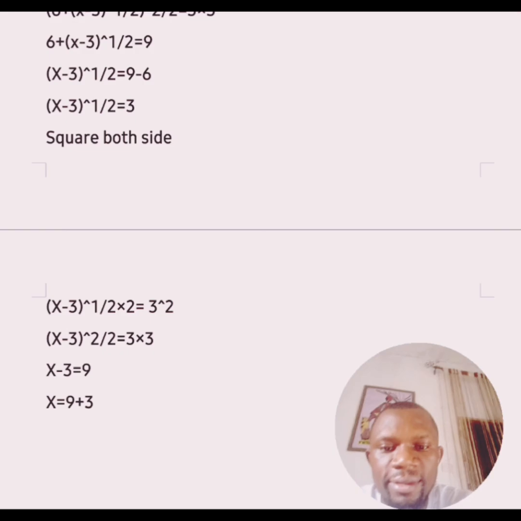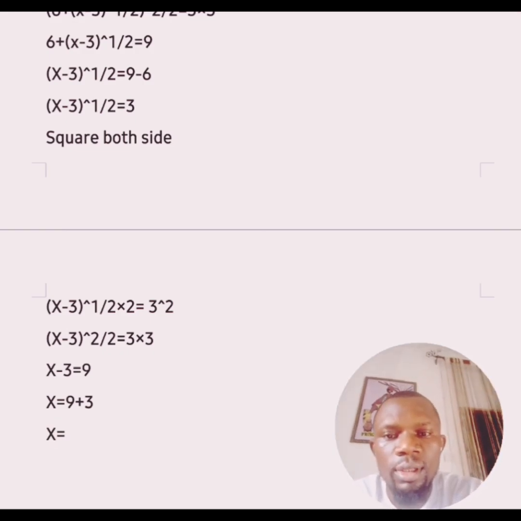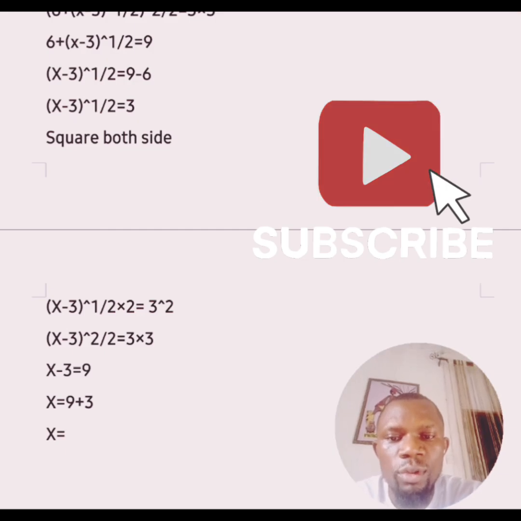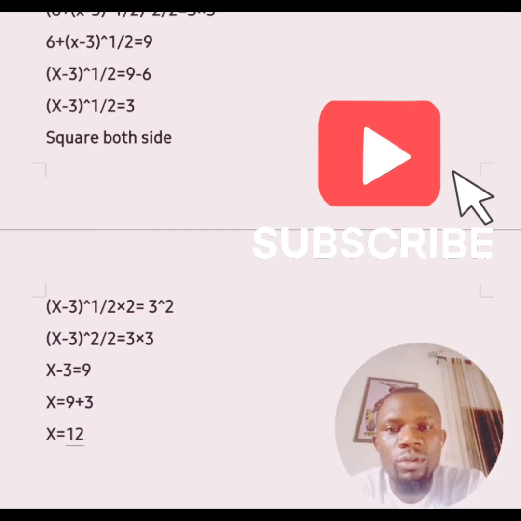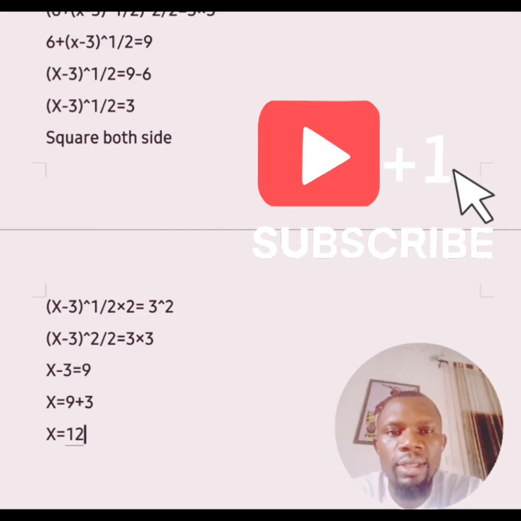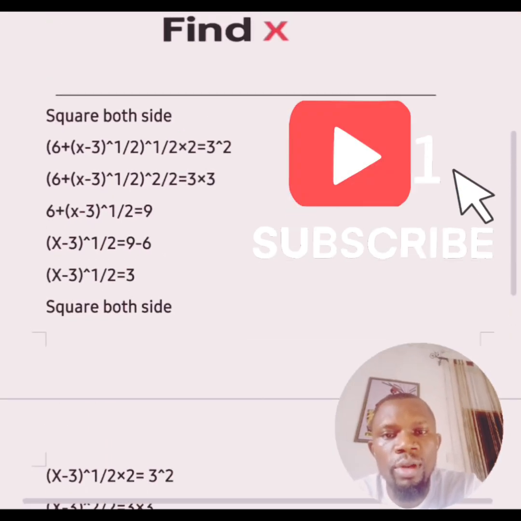So my x is equal to 9 plus 3, which is 12. Okay, so this is the last answer to this particular problem before us. So x is equal to 12. So I'm done with this particular problem. Okay.